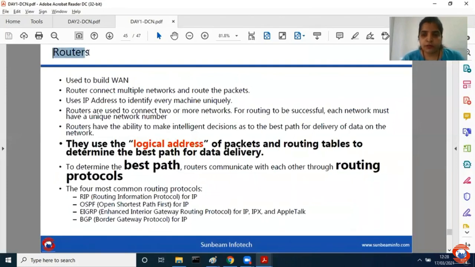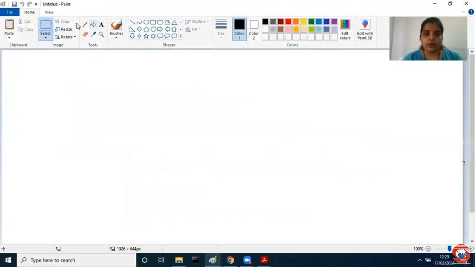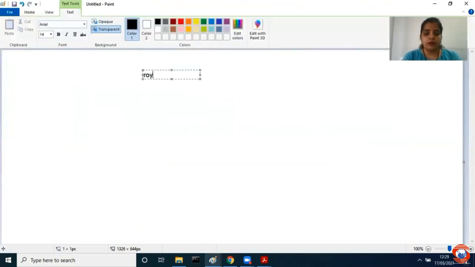Now, everyone is aware of what a router is. It is basically used to build the LAN. Routers are used for connecting multiple networks and routing the packets. Now, suppose I have a router, and my router has a capacity of 5 machines, let us say, or 6 devices.